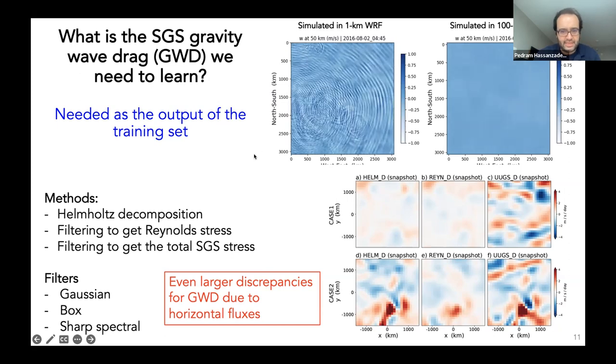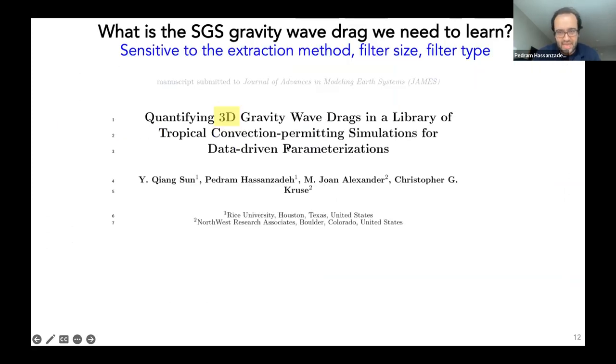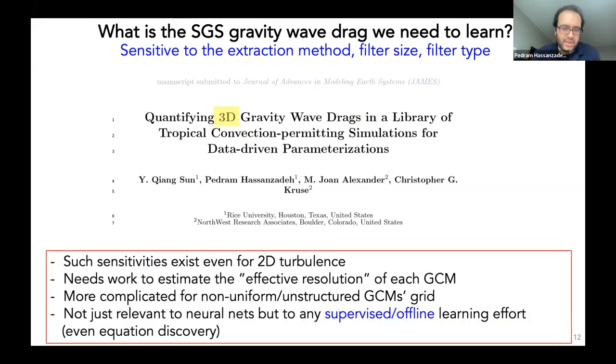So we have a paper that is about to be submitted in which we report these results, these sensitivities to the extraction method, filter size, filter type, and also the importance of accounting for these lateral propagations. And one thing I want to say is that these sensitivities are not just a gravity wave problem, even a problem as simple as 2D turbulence. The problem is there. If you look at ocean, I know that Lorenzana's group in the M2 lines, they are also looking at similar problems for the ocean turbulence.